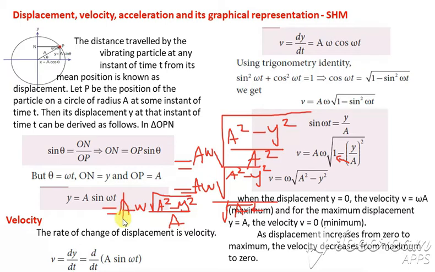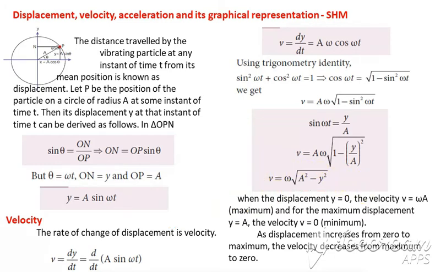Okay, now this a gets cancelled. So we get omega into root of a square minus y square. So this gives the value of the velocity. Clear? So first, when the displacement is 0, substitute here the value to be 0. So we get omega into root of a square, is it not? Now again the square root and square get cancelled, so we get velocity is equal to a omega.